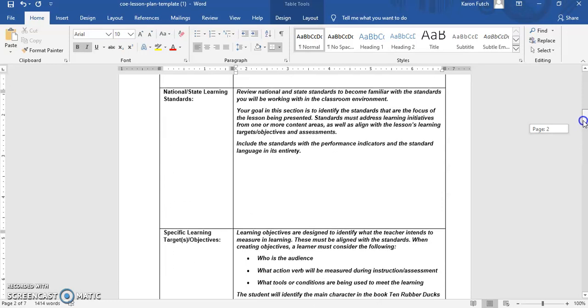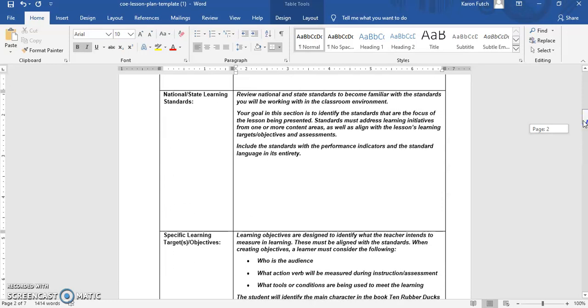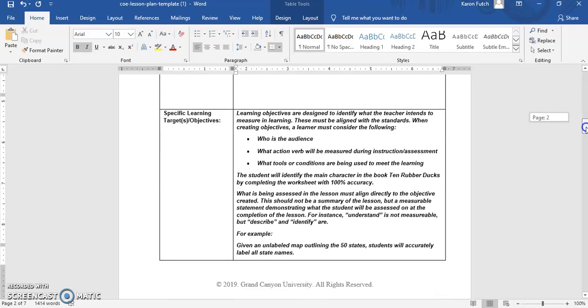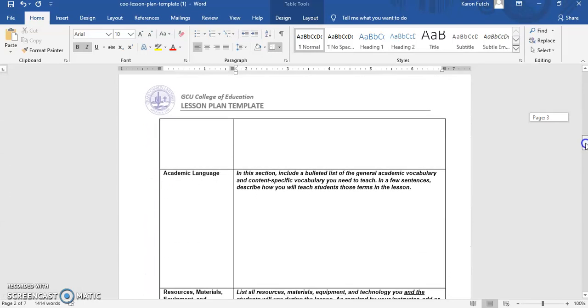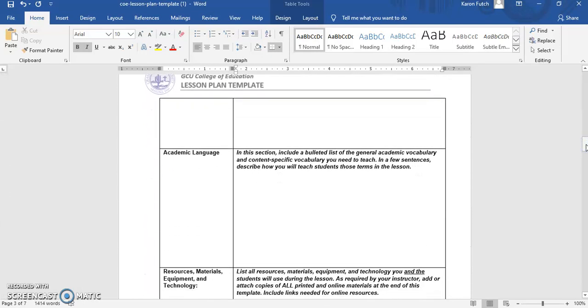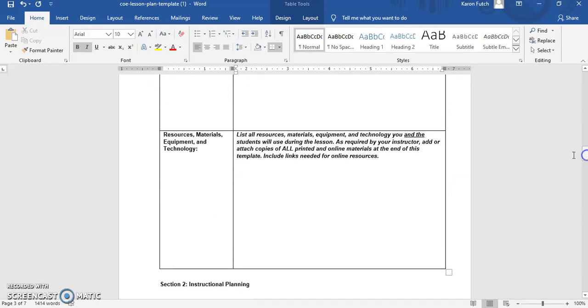And you want this objective to match your standard. The standard is what you want them to know. What are the goals of the lesson? So the standards and objectives always need to match up, and then how you assess it needs to match up. Academic language, you're just going to bullet these vocabulary words that you're going to use in the lesson. Bullet point all your materials. Include some technology in here.